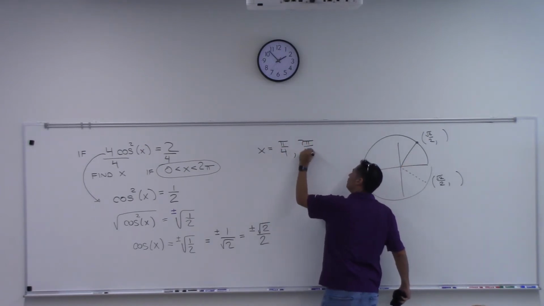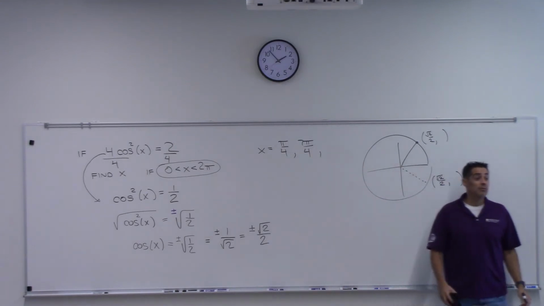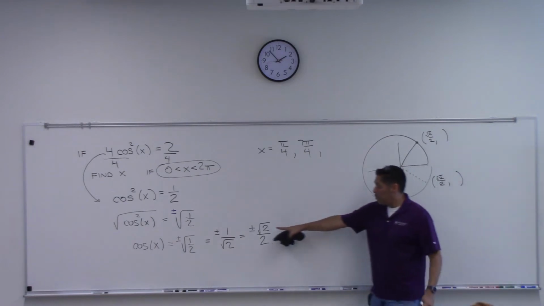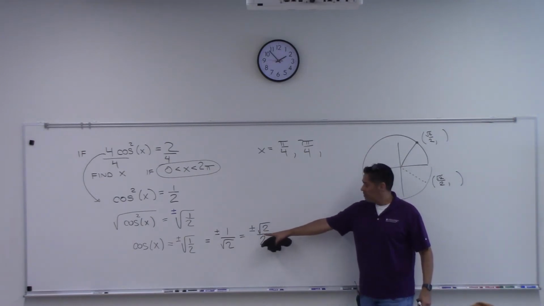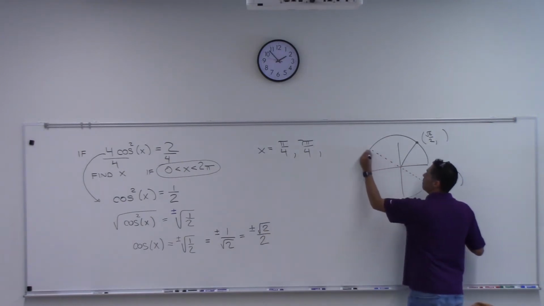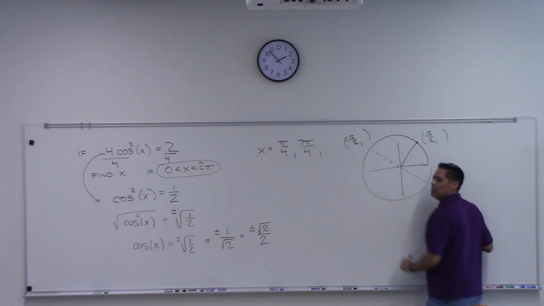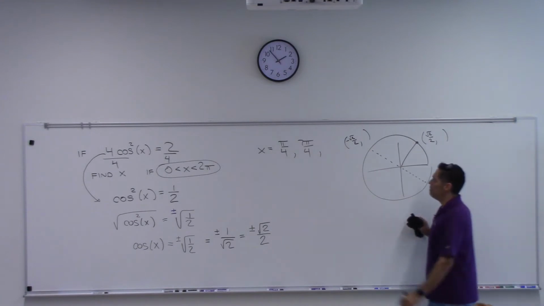Any others? It says positive or negative, right? So 3 pi over 4, because here is negative root 2 over 2, right? So that's 3 pi over 4.